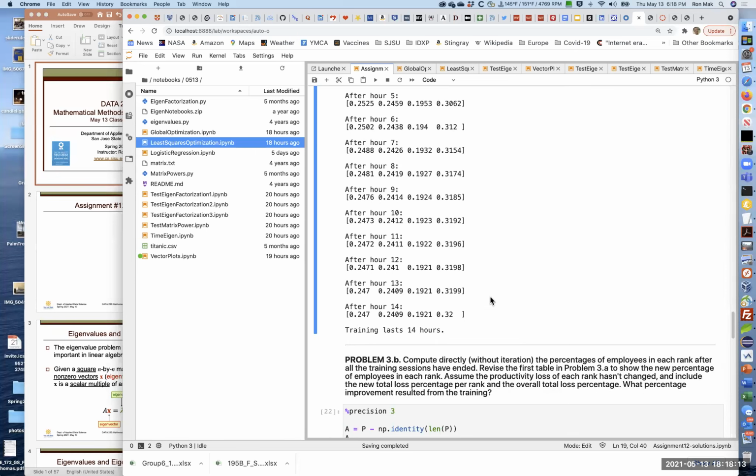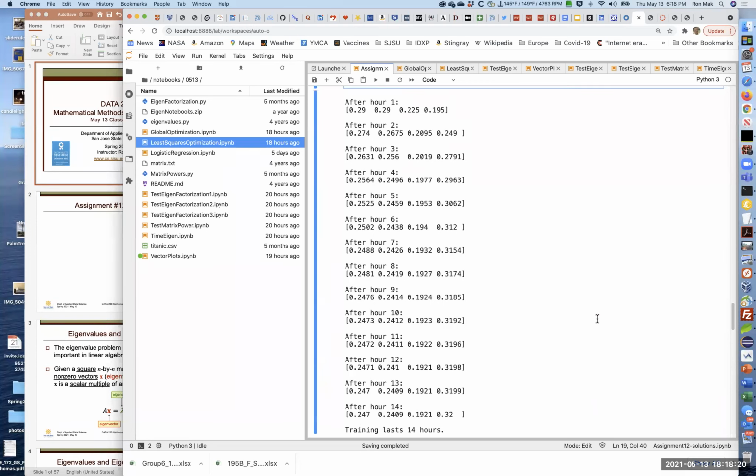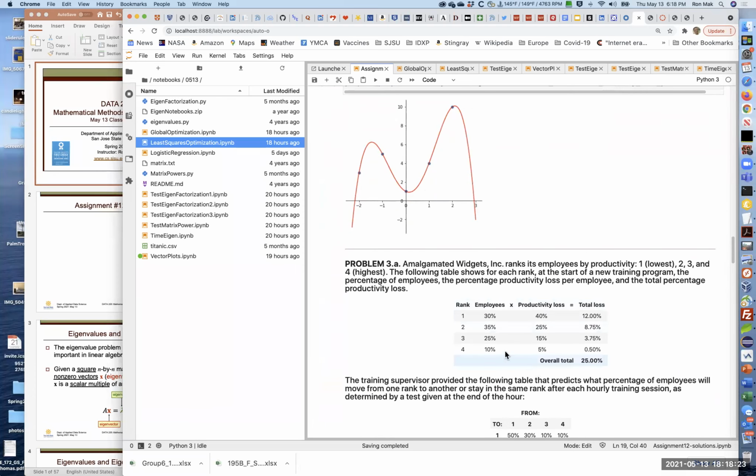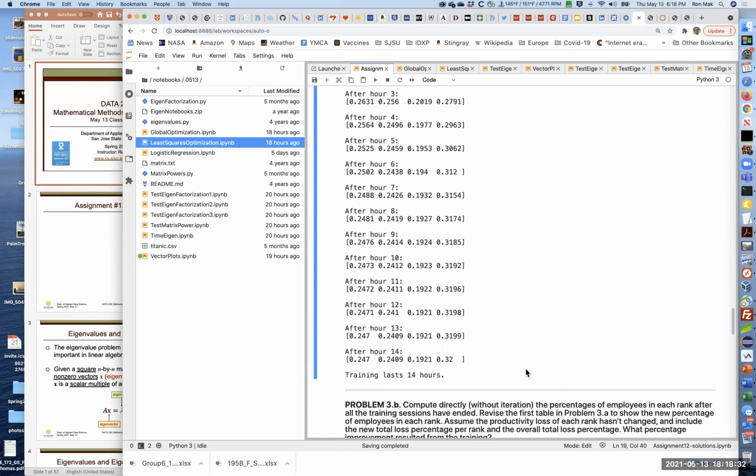After 14 hours, here are the percentages of employees in ranks 1, 2, 3, and 4. We started out with only 10% of the employees in rank 4 and 30% in rank 1. After 14 hours of classes, only about 1/4 of the employees are in rank 1 and nearly 1/3 of them have moved up to rank 4. There were increases in the other ranks too.